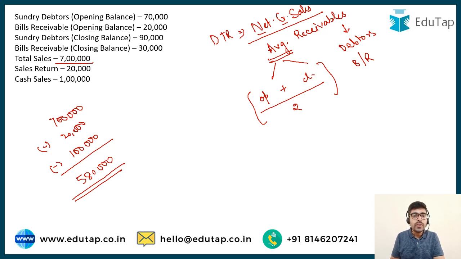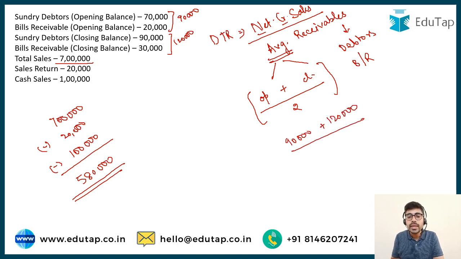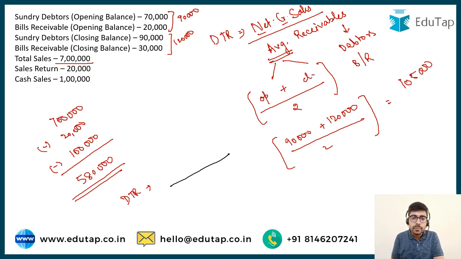So opening balance of debtors and receivables, we have 90,000. And closing balance of debtors and receivables, totaling them, we have 1,20,000. So this is going to be 90,000 plus 1,20,000 divided by 2. So if you solve it, 2,10,000 divided by 2, this would be around 1,05,000. Okay. So if we compute the debtor turnover ratio now, this is simply going to be net credit sales, which is this figure, 5,80,000 divided by 1,05,000. Okay, so this is going to be it.